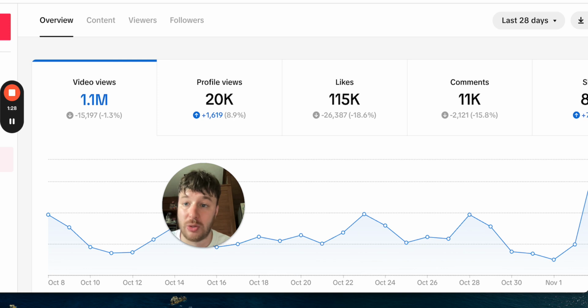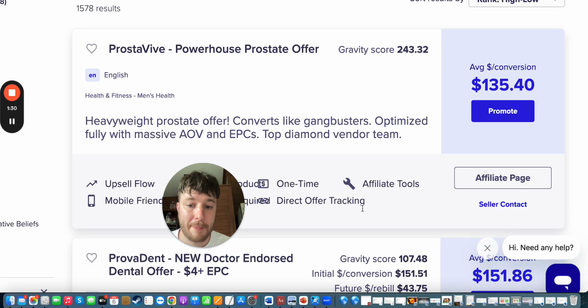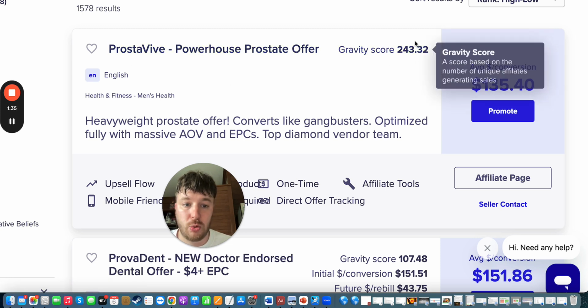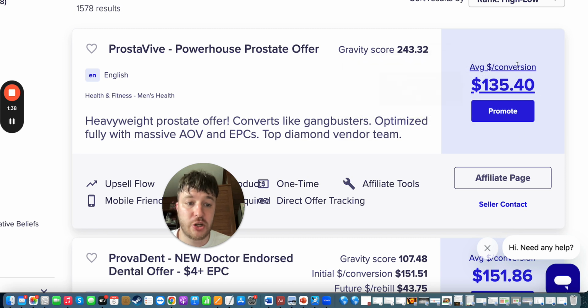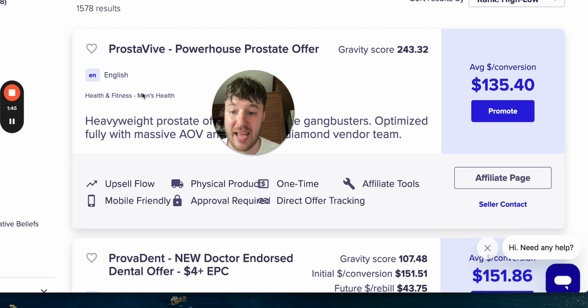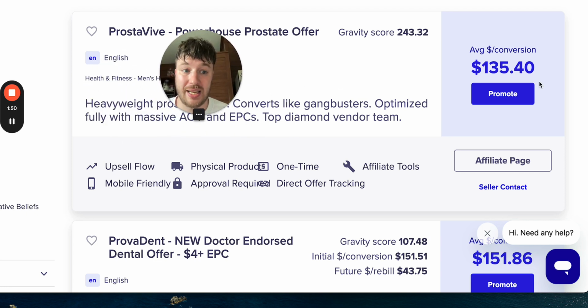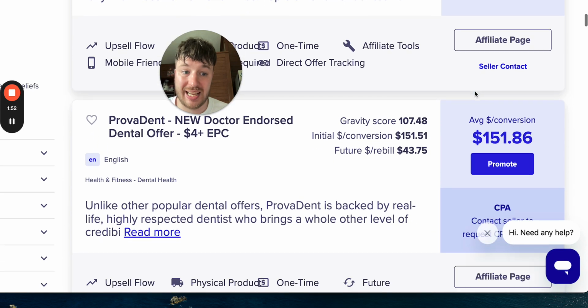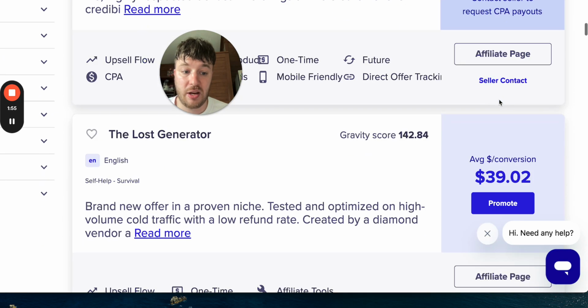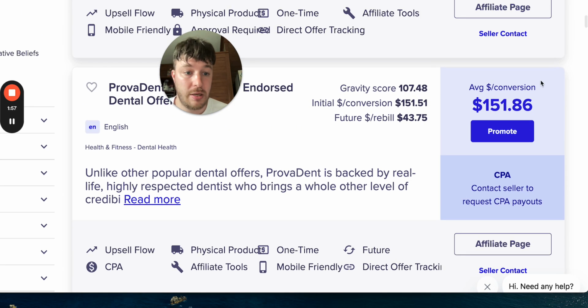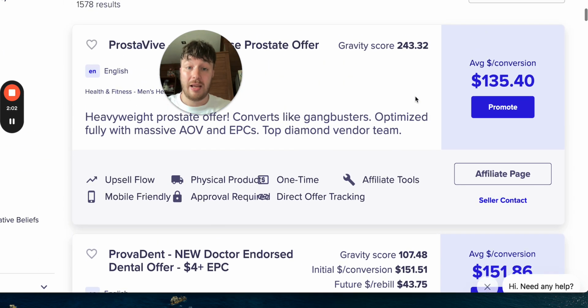Now imagine, let's go to ClickBank. And say we have a prostate offer. Gravity score 243, and the average you can earn is $135 per sale for this supplement offer. It's a men's health and fitness offer. So you can see why I would suggest promoting offers like this, with a great upsell take rate, where they're paying up to $300, $400, even, over here, $151.